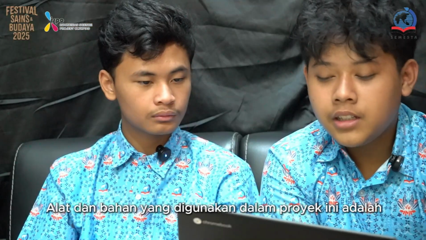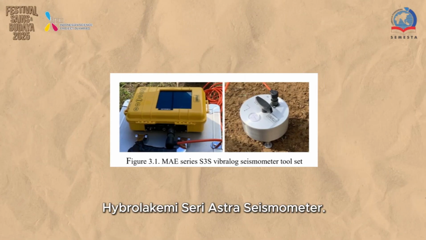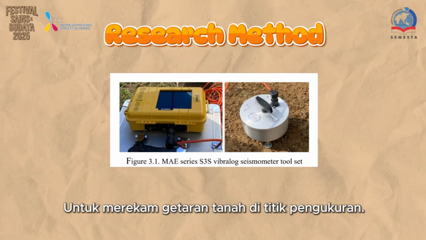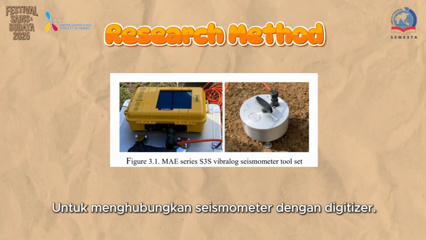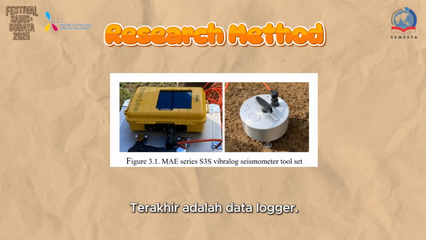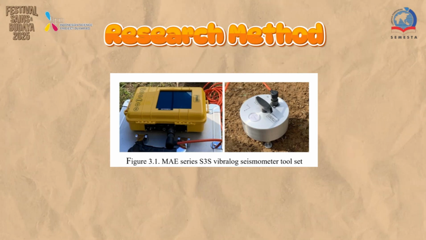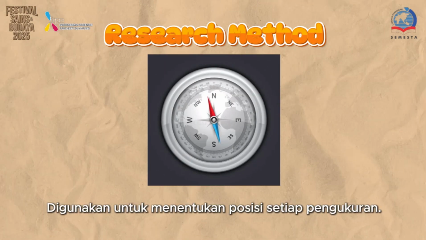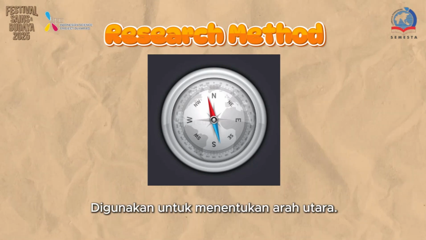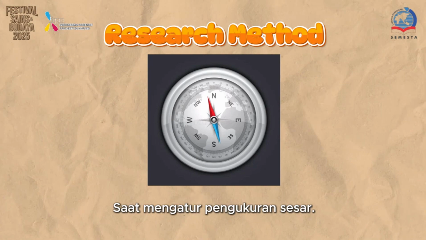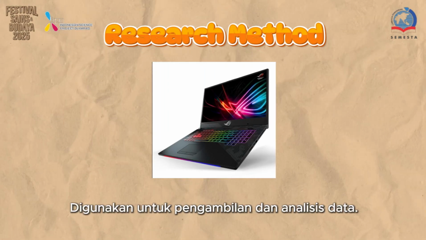The tools and materials used in this project are the Hydraulic ME series Astra seismometer set. It consists of sensors to record the ground vibration at measurement points, connecting cables to connect the seismometer to the digitizer, and the last one is the data logger to convert analog signal recordings into digital signals. Then we have the GPS, used to determine the position of each measurement point. Next is the compass, used to identify the north direction when setting up the seismometer. And last, we have the laptop, used for data acquisition and data analysis.